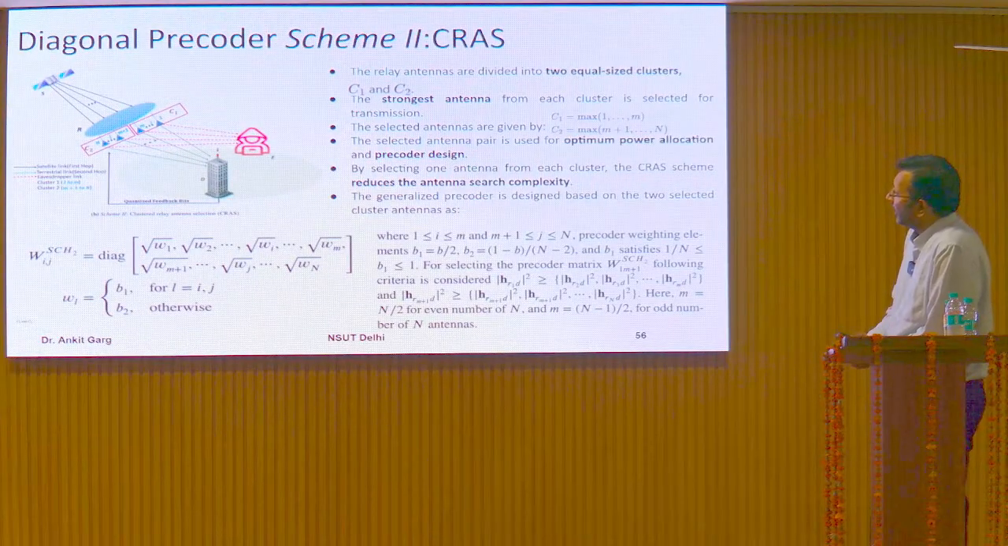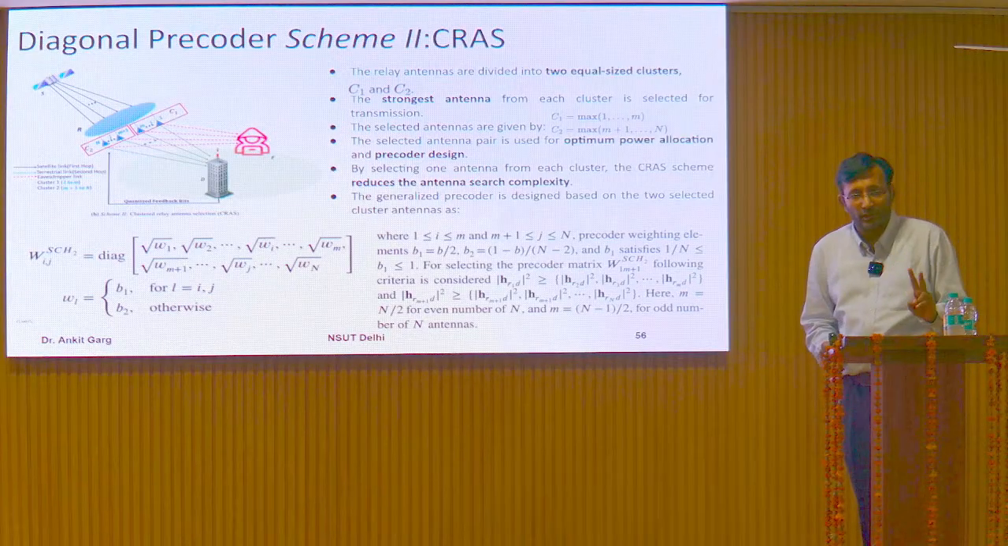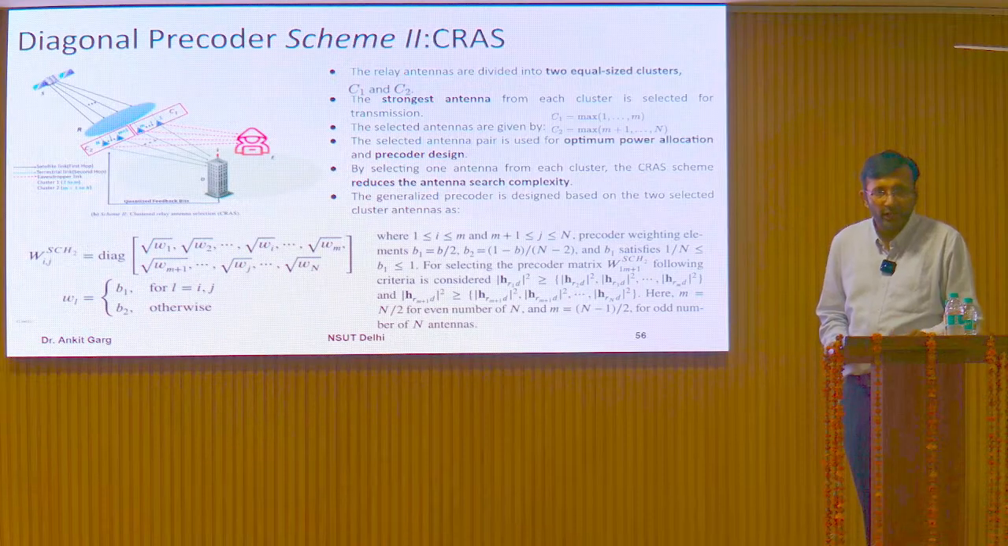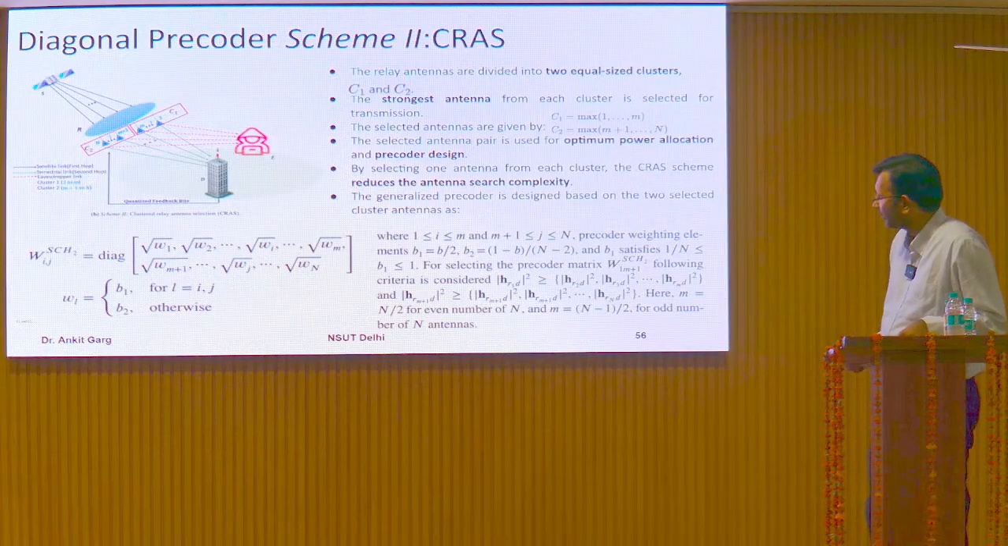Fine. In a second scenario, we divided the total number of antennas at the relay into two clusters and selected the best antenna from each cluster. So we need an additional bit here, isn't it? To select the best antenna from every cluster, we need an additional bit. Okay.